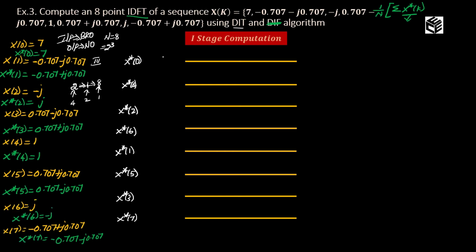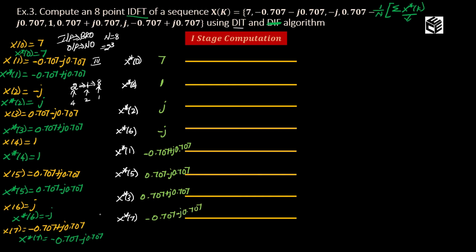That is X conjugate of 0 is 7, X conjugate of 4 is 1, X conjugate of 2 is j, and X conjugate of 6 is minus j. X conjugate of 1 is minus 0.707 plus j 0.707, and X conjugate of 5 is 0.707 minus j 0.707. X conjugate of 3 is 0.707 plus j 0.707, and X conjugate of 7 is minus 0.707 minus j 0.707.